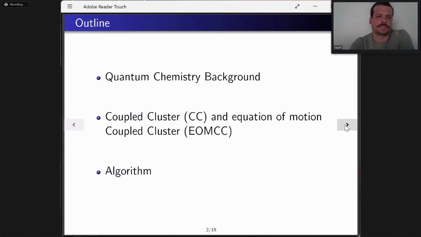So the outline of this presentation: first, I will start with a quantum chemistry background. I will introduce some quantum mechanics concepts and also quantum chemistry concepts. And then with this background, we will discuss the main subject, the coupled cluster equation and equation of motion coupled cluster. I will explain why these equations are important and why we need to generate them automatically. And then I will present the algorithm in an interactive way. I mean, we will change from LaTeX to Mathematica to see how the algorithm works.